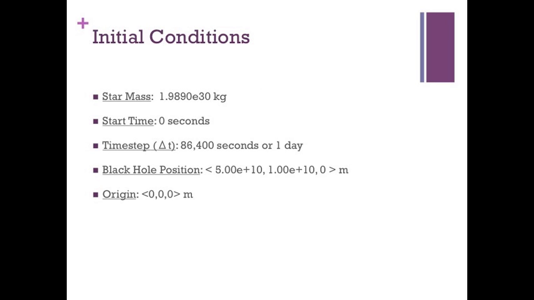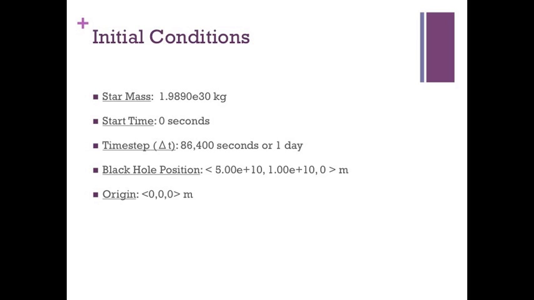In order to initialize the values in the computational model, I used the conditions given to me in WebAssign. The mass of the star which orbits around the black hole is 1.989 times 10 to the 30 kilograms. The start time of observation is 0 seconds, and the time step, or delta t, is 86,400 seconds, or 1 day on Earth. The position of the black hole is 5 times 10 to the 10, 1 times 10 to the 10, 0 meters, and the origin is at 0, 0, 0.